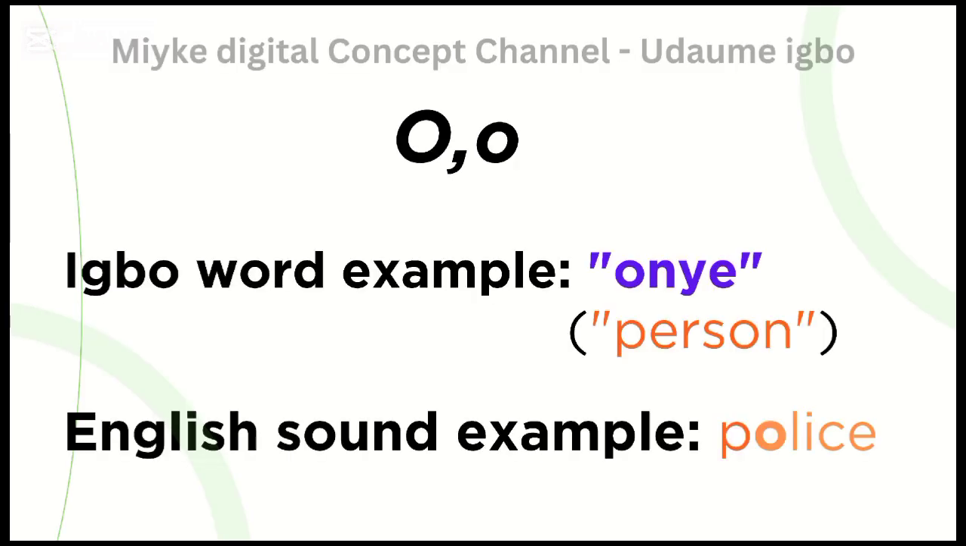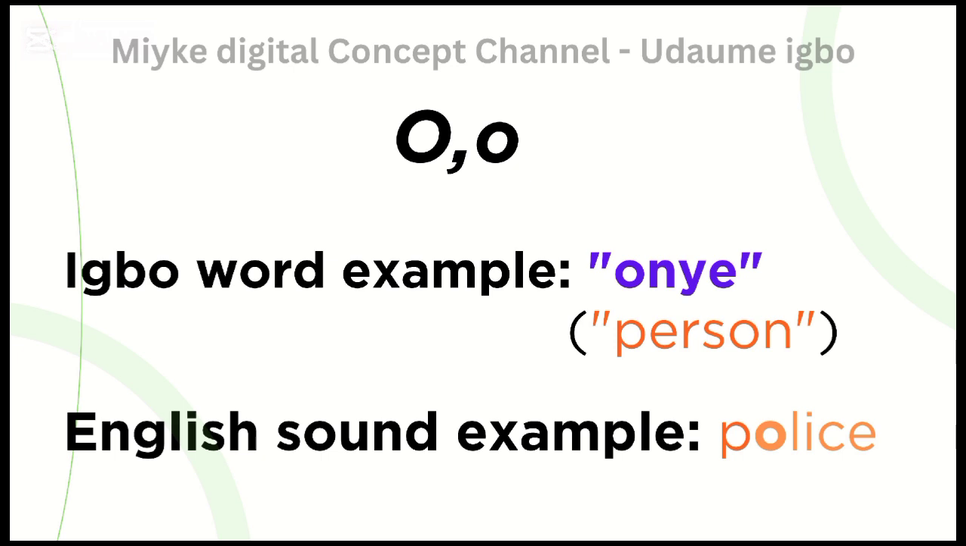O. The Igbo example of that one is onye, person. It sounds like O. You can say O, which is lengthened a little bit. Onye. An English example is like police. That O is stressed a little bit, police.